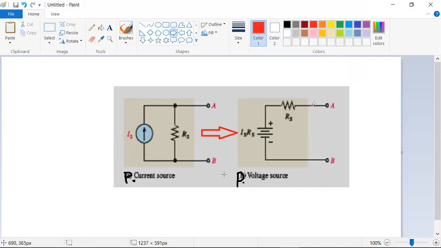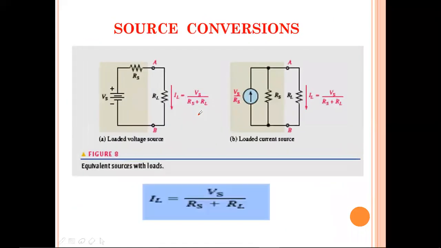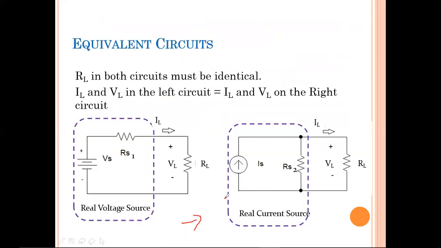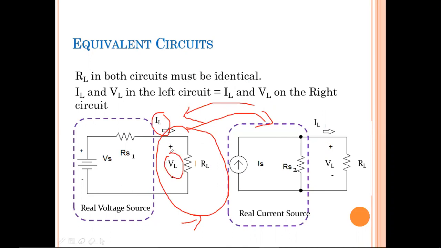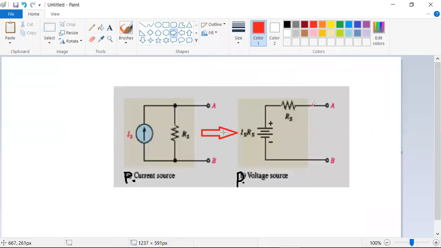First, you already know this rule: after the conversion, either from voltage source to current source or current source to voltage source, whatever it may be, the output voltage and current should not change. That means VL and IL are always constant. Based on this rule, you should make the derivation of Vs equals IsRs.